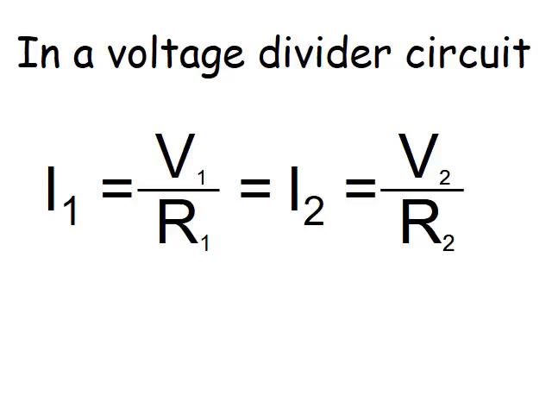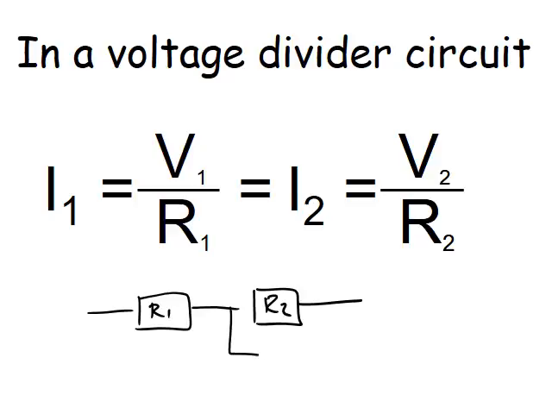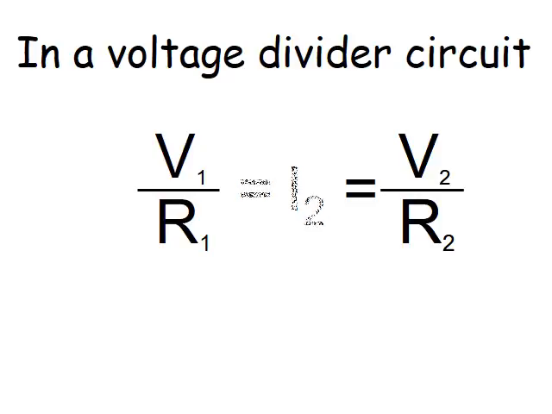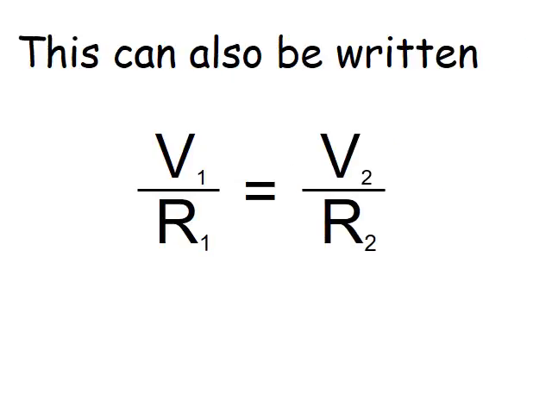So in a voltage divider circuit, I1 equals V1 divided by R1, and I2 equals V2 divided by R2. We're looking at a diagram with a resistance R1, a resistance R2, a voltage V1 and a voltage V2. What that's saying is that the current going through R1 will equal the current going through R2. So rearranging, V1 divided by R1 equals V2 divided by R2, and through a bit of jiggery-pokery, V1 divided by V2 equals R1 divided by R2.